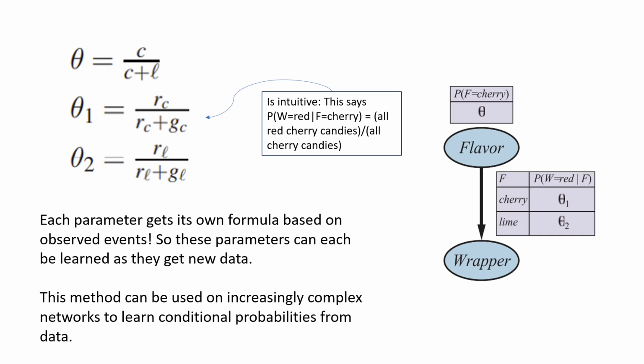So it's pretty intuitive. And this method can be used on more and more complex networks. We just have to formulate it as a parameter problem where all the conditional probability tables are put in terms of parameters, and then use this method to learn the parameters. So this works really well when we already know the structure of the network. We can figure out what parameters we need to learn. But if we don't know the structure of the network yet, there's also ways to learn that.